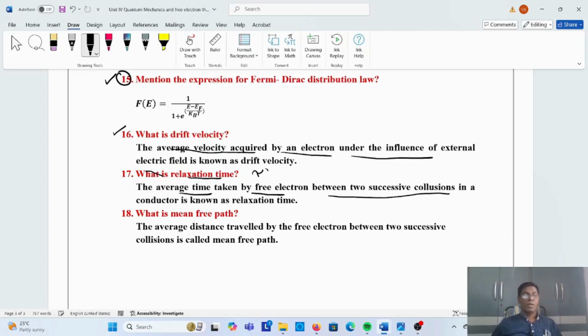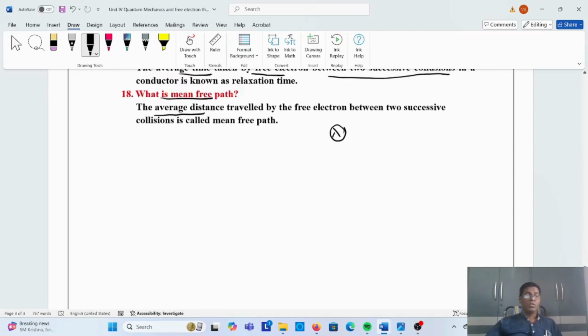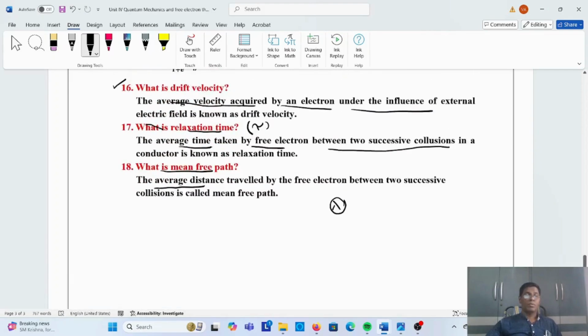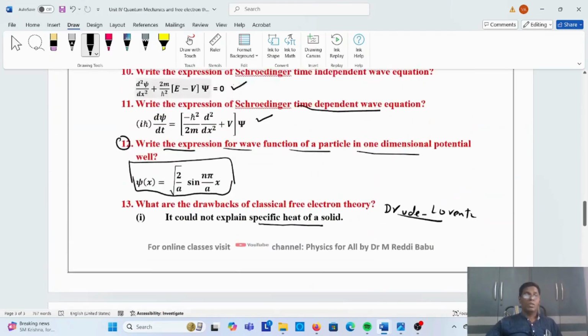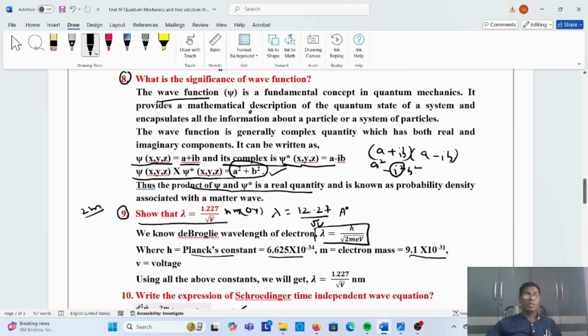It is represented by tau. Velocity is denoted by drift velocity, represented by vd. Then another question is what is mean free path? The average distance traveled by the free electron between two successive collisions is called the mean free path. In this chapter, mean free path is denoted by the symbol lambda. This is the 18th question. These are the questions from quantum mechanics as well as free electron theory of conductors or metals.